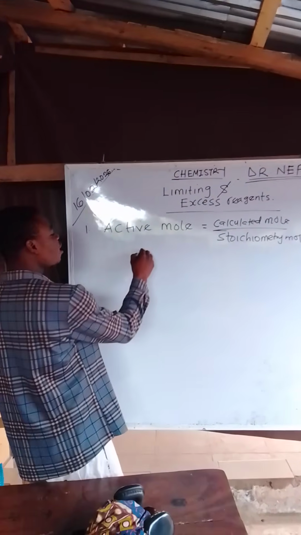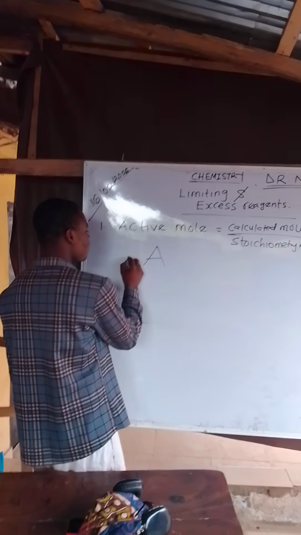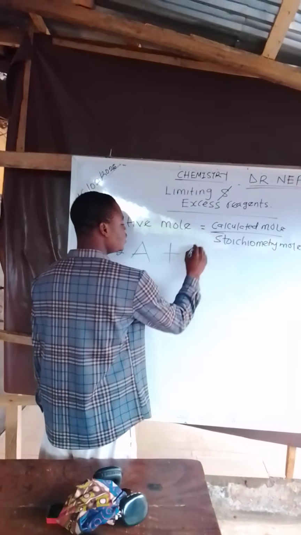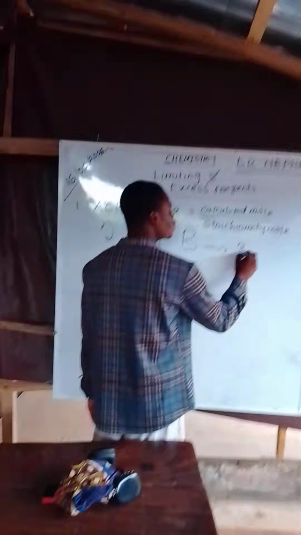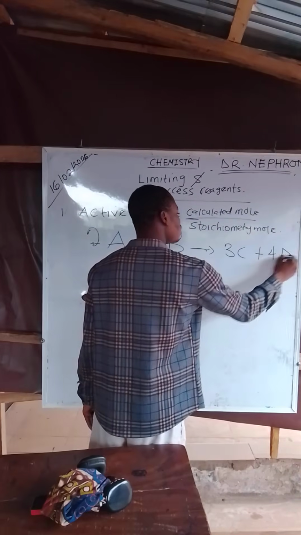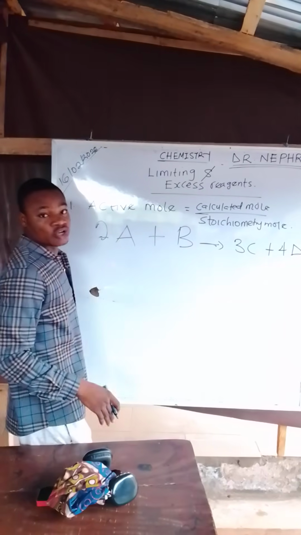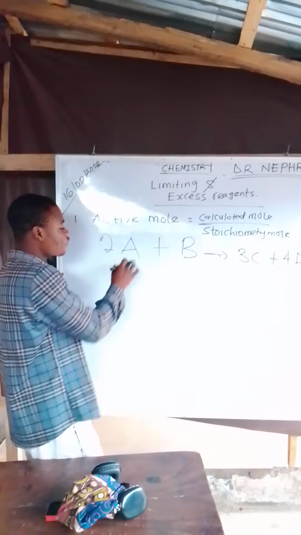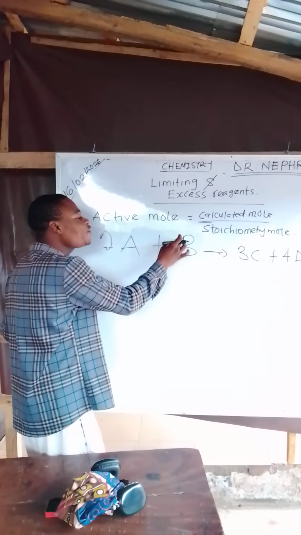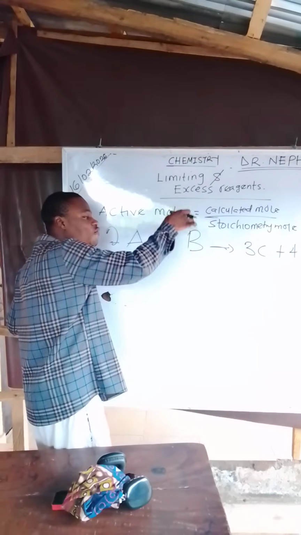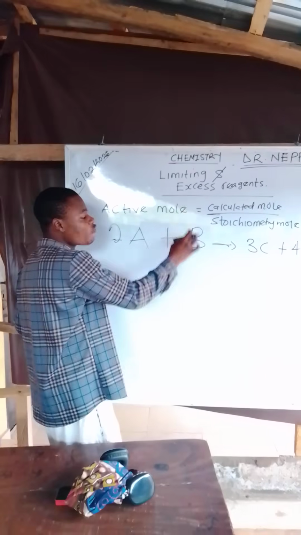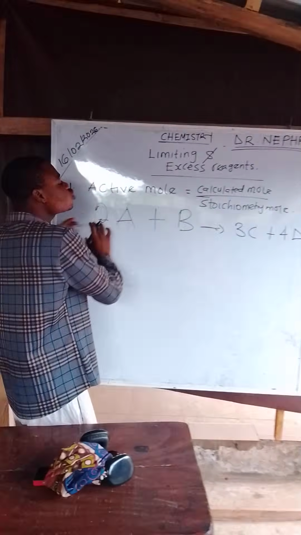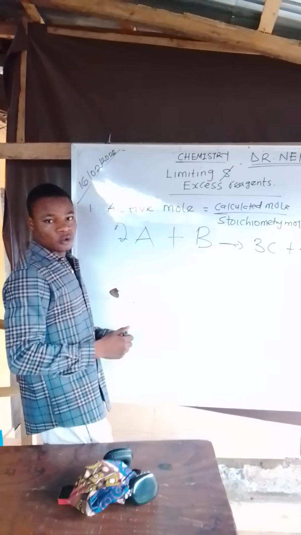For example, now I give you 2A plus B equal to 3C plus 4D. Assume that this is a balanced chemical equation. Now, the stoichiometric mole of A is 2. Stoichiometric mole of B is 1. The coefficient of A here is 2, coefficient of B here is 1, coefficient of C here is 3, of D here is 4. So this coefficient is called their stoichiometric mole.